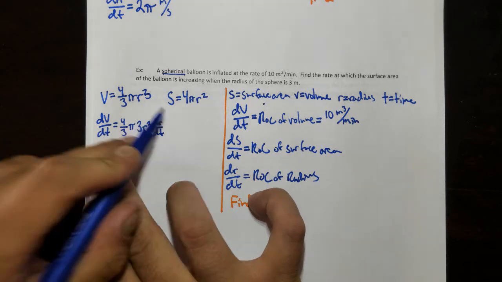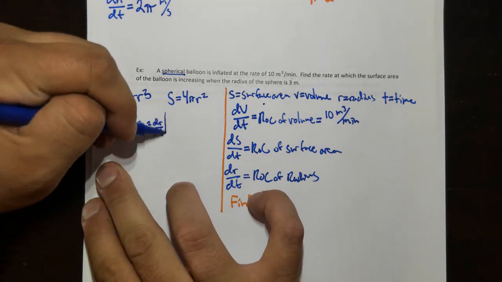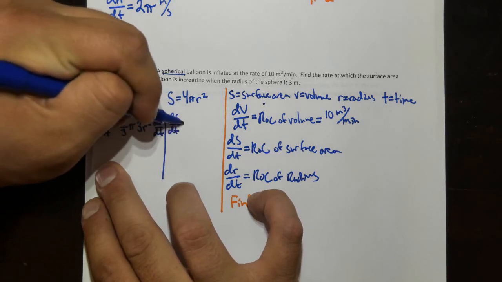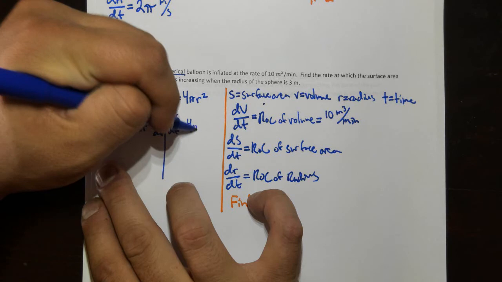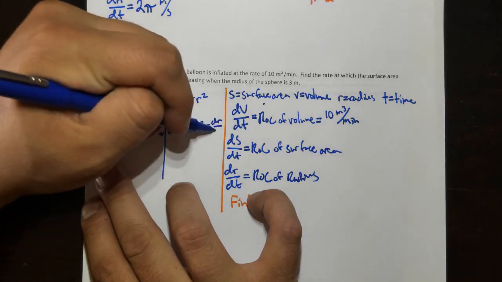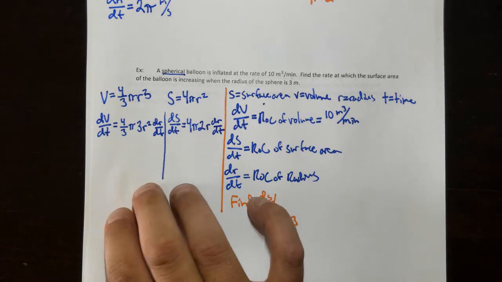And let's take the derivative of this one. So this is going to be ds/dt of 4 pi is constants, times 2r dr/dt. Okay.